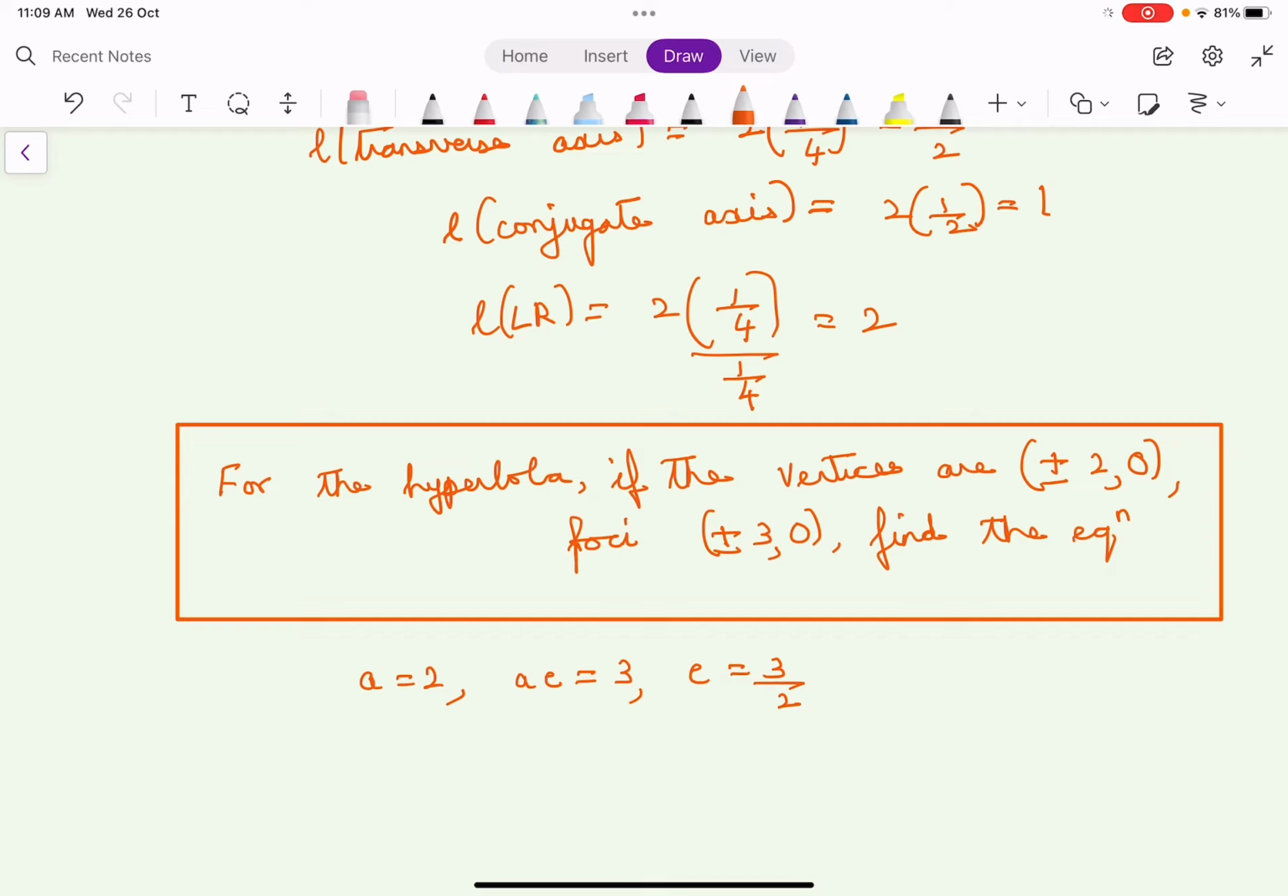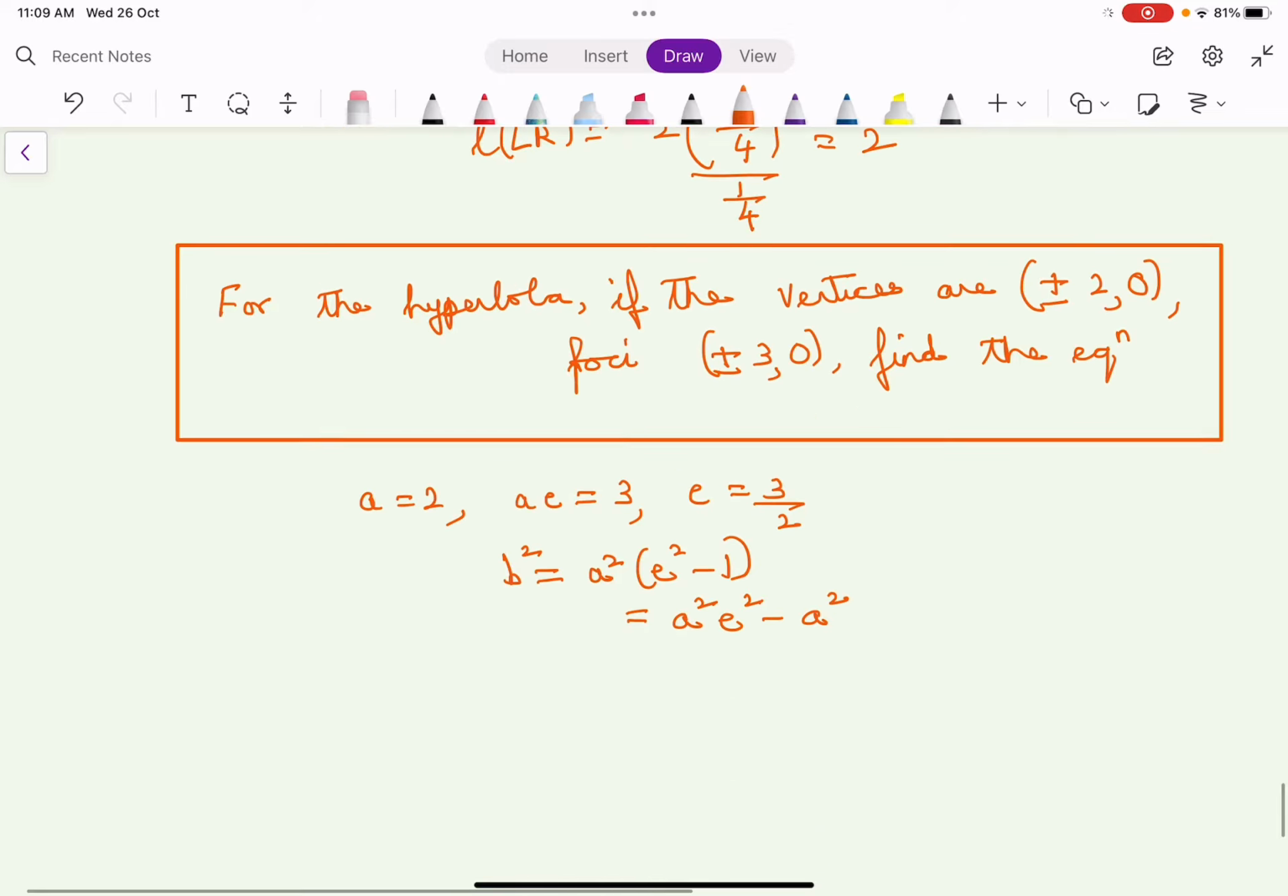And then you use the formula b squared equal to a squared into e squared minus 1. You can write this as a squared e squared minus a squared. So b squared would give you 9 minus 4, which is 5. And now your equation of the hyperbola will be x squared by 4 minus y squared by 5 equal to 1.